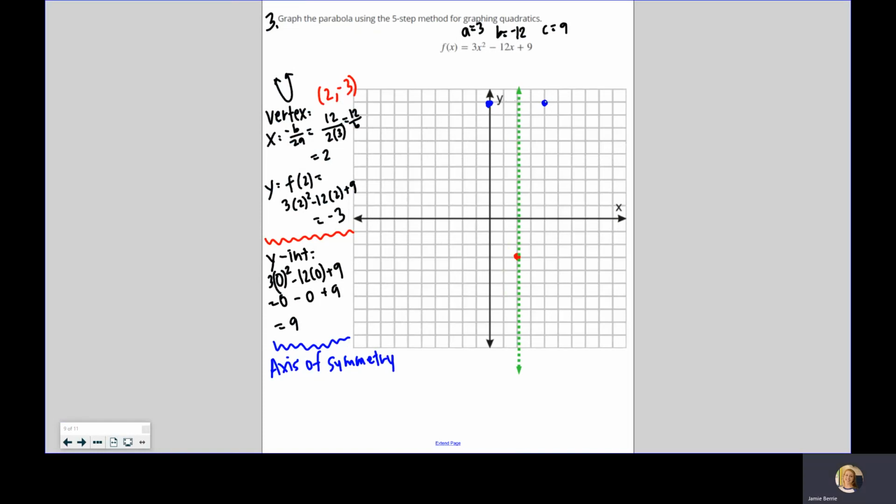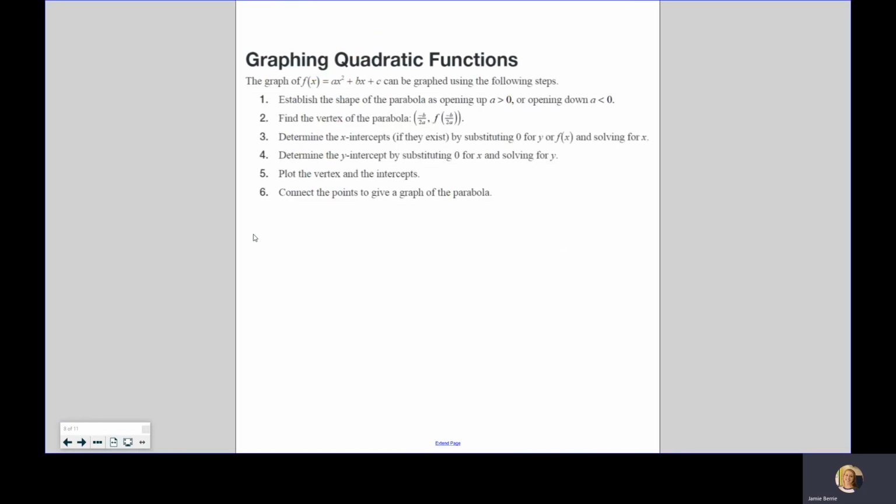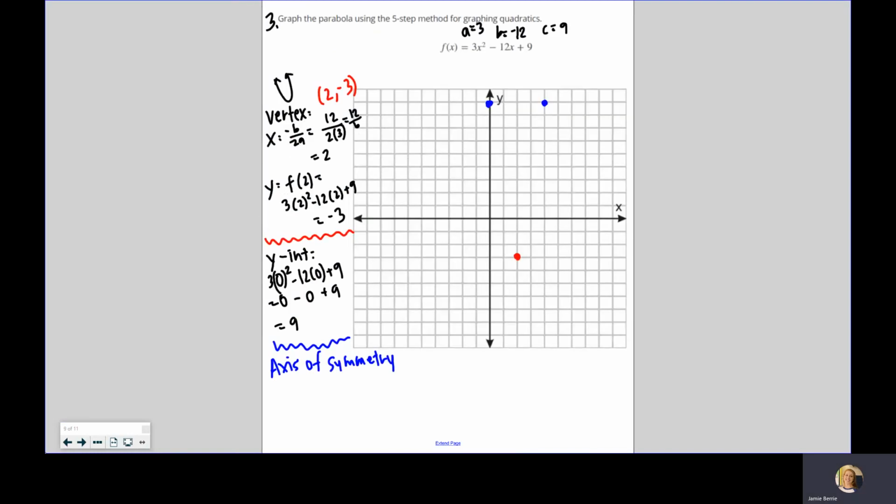All right, so that finds your extra point for you. You don't have to worry about plotting that X-intercept. You don't have to worry about finding the X-intercept. You can just move that axis of symmetry out of the way now. And let's see what our last step is going to be. We've completed step 5, which was to plot the vertex and the intercept. And step 6 is going to be to just connect the points.